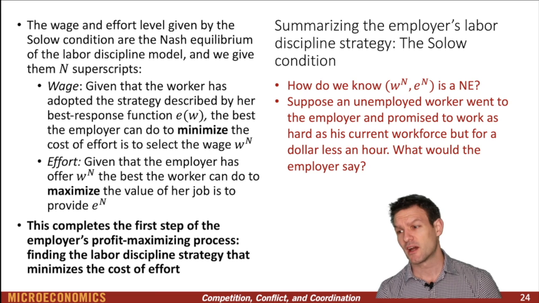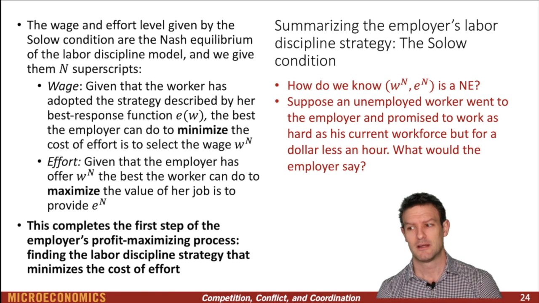And also, suppose an unemployed worker went to the employer and promised to work as hard as the current workforce did, the current employees, and they also say, okay, but pay me $1 less an hour. What would the employer say to that worker? Now, to answer this question, think to yourself about what that best response function is. If all the workers are identical, what do you think this worker is saying? Do you believe this worker? Why or why not?